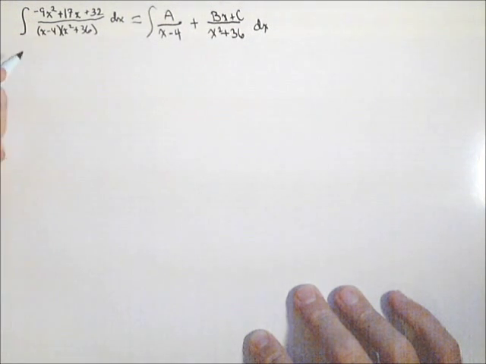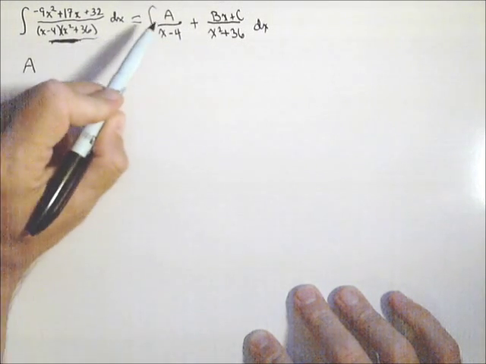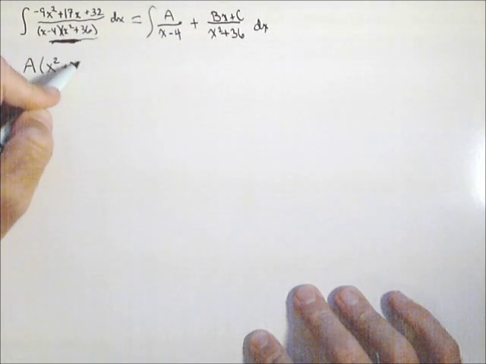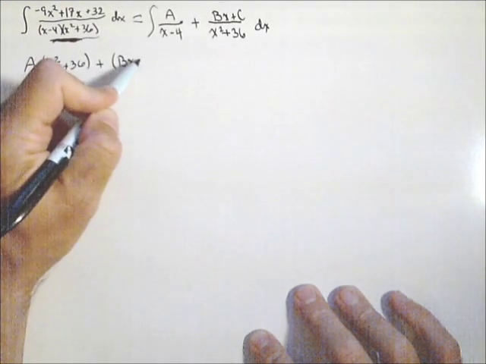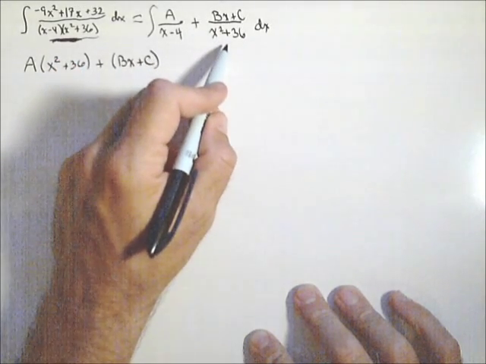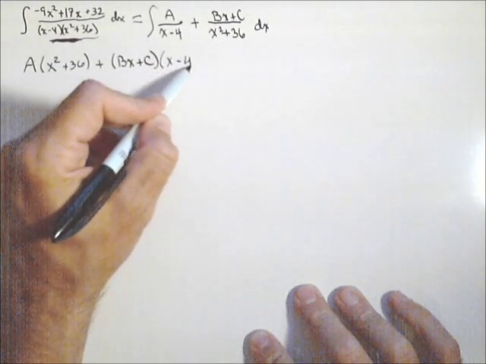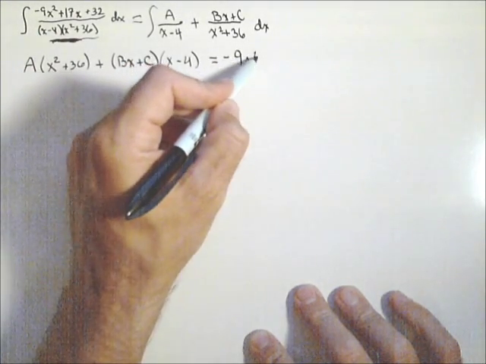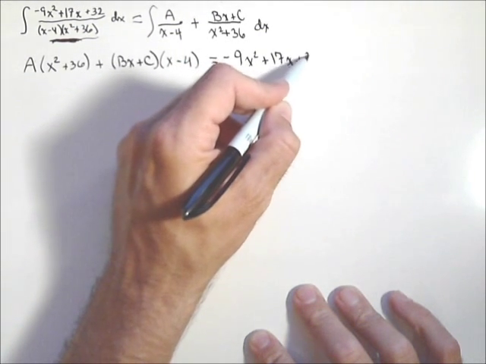Now, what we need to do is multiply our new constants by whatever's needed to get a common denominator. This is the least common denominator here. So A would need to get multiplied by x squared plus 36. Bx plus C, on the other hand, already has that in the denominator, so it would only need to get multiplied by x minus 4. And we would like that to be equal to our numerator, negative 9x squared plus 17x plus 32.